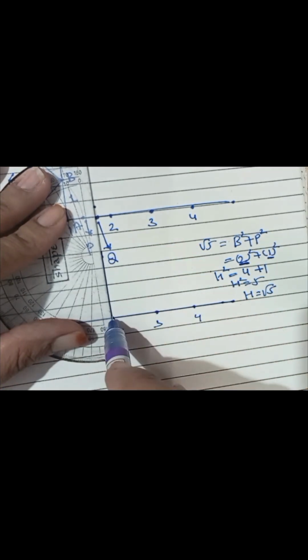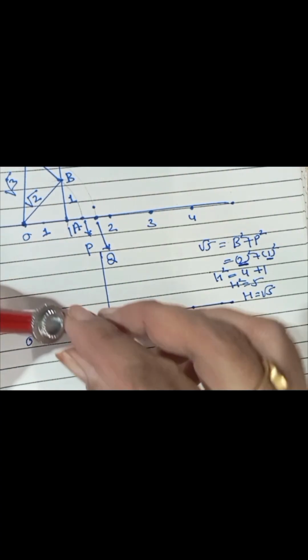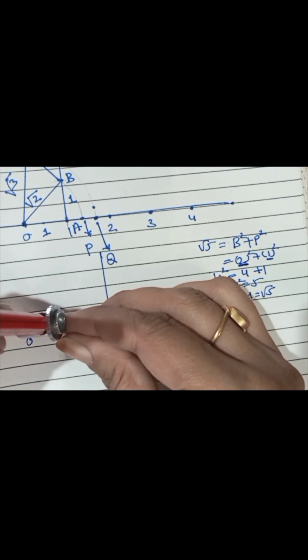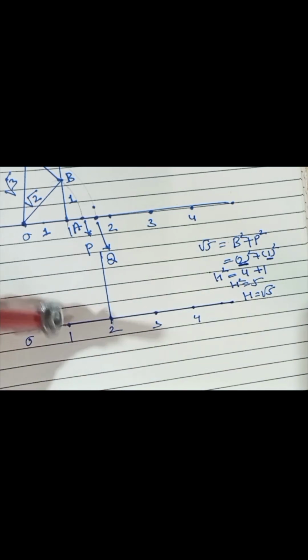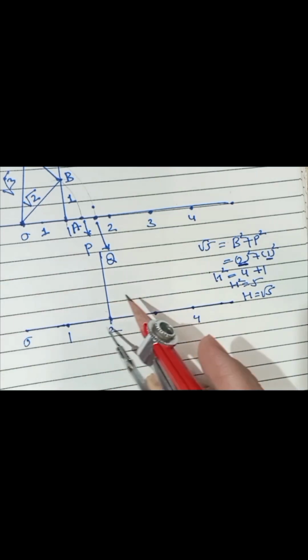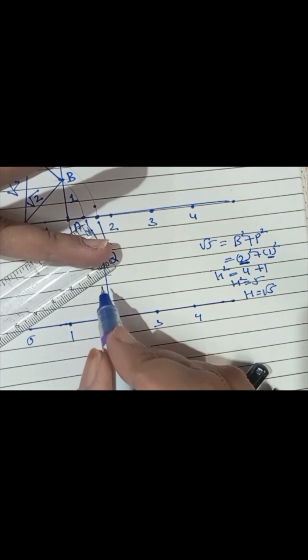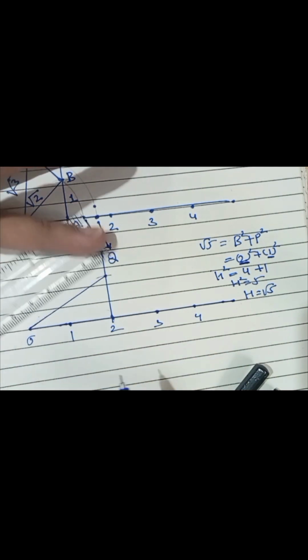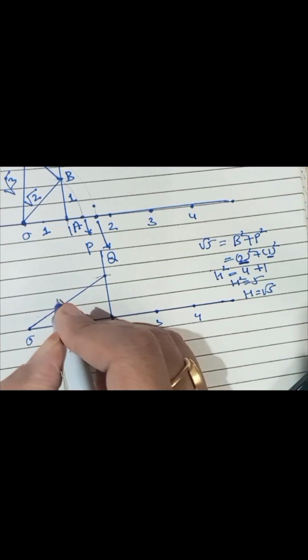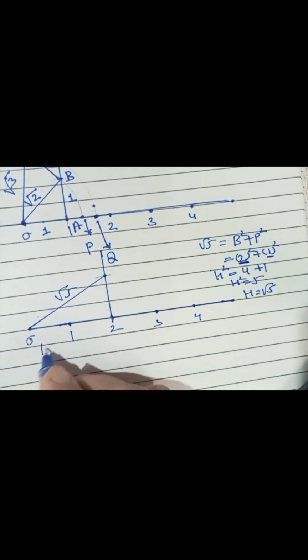Now join this 90 degree. Now draw an arc of 1 unit. 1 unit I will take from the number line. This is 1 unit. Okay, 1 unit we have taken. So with 1 unit I will draw an arc. Now join this arc to the point O. So this is the value of root 5. Base is 2 and perpendicular is 1.